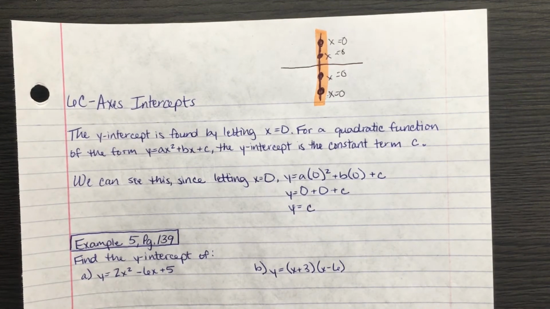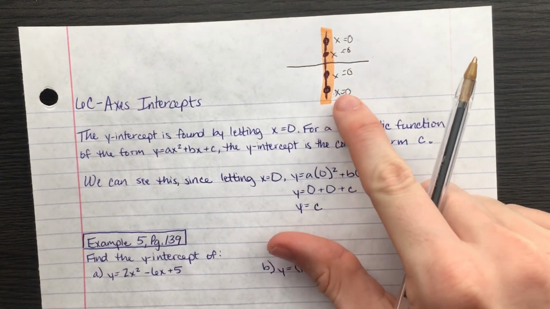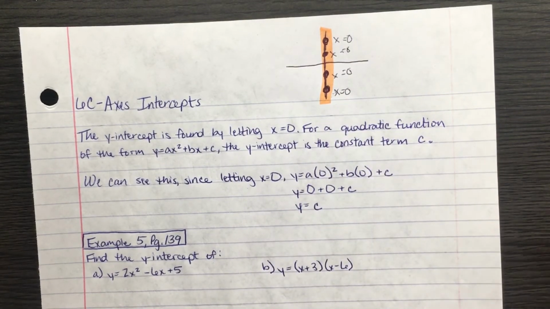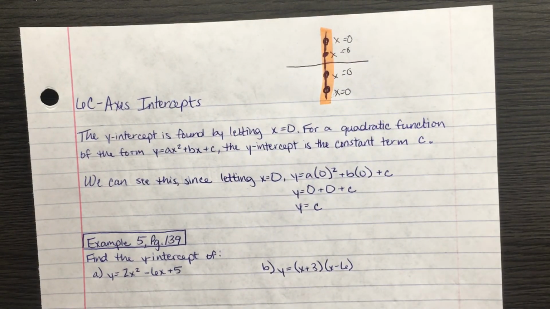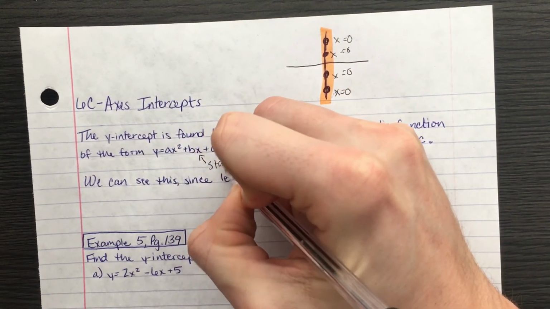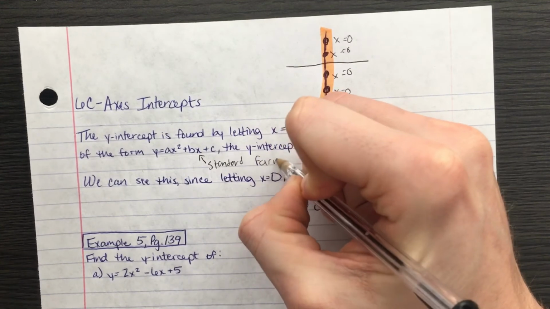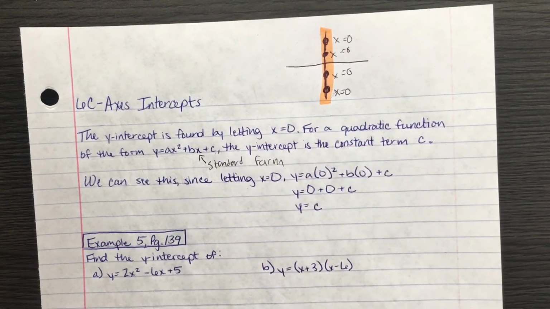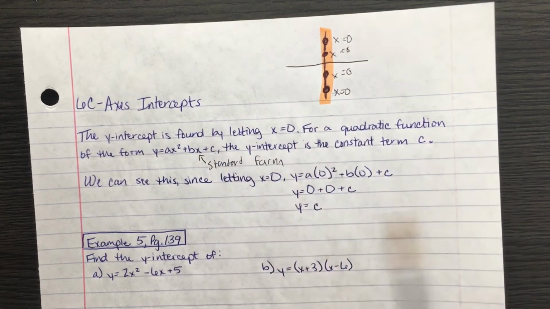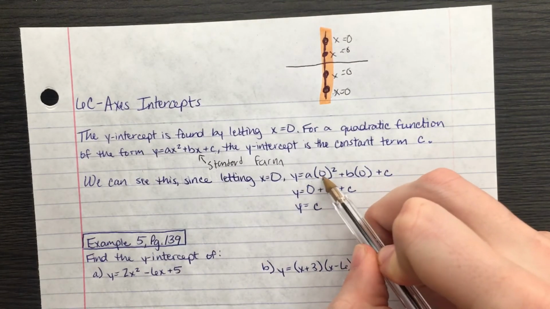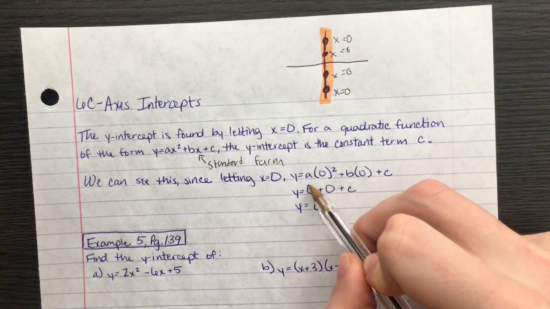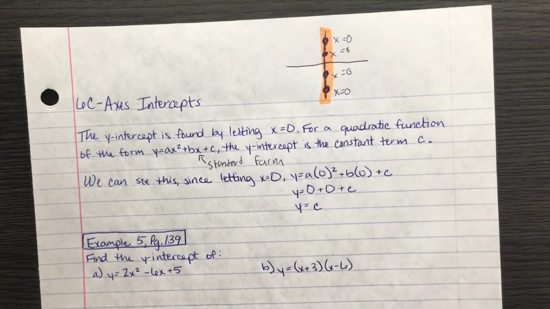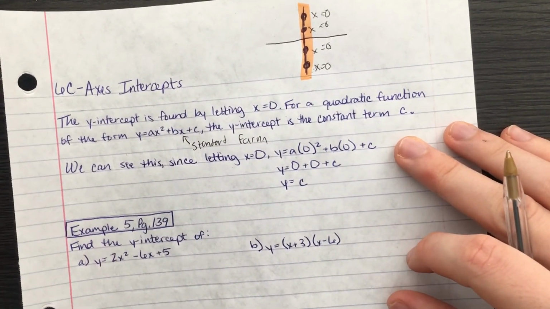So the way, using algebra, that you're going to calculate a y-intercept is you're going to substitute in x equals 0. Now, if your quadratic is in standard form, which is what we looked at before, ax squared plus bx plus c, your y-intercept is just going to be the constant c. Because when we substitute in 0, a times 0 squared plus b times 0 is going to be 0. All we're left with is the c.